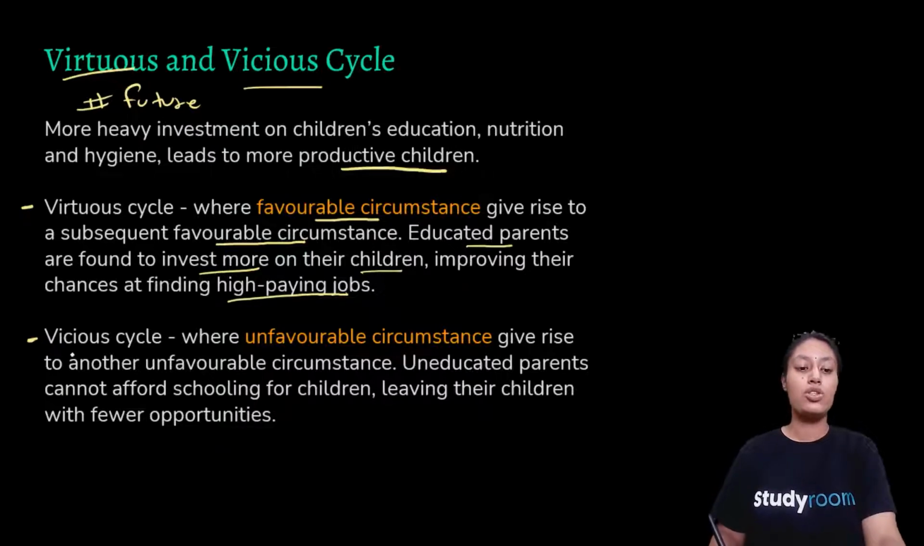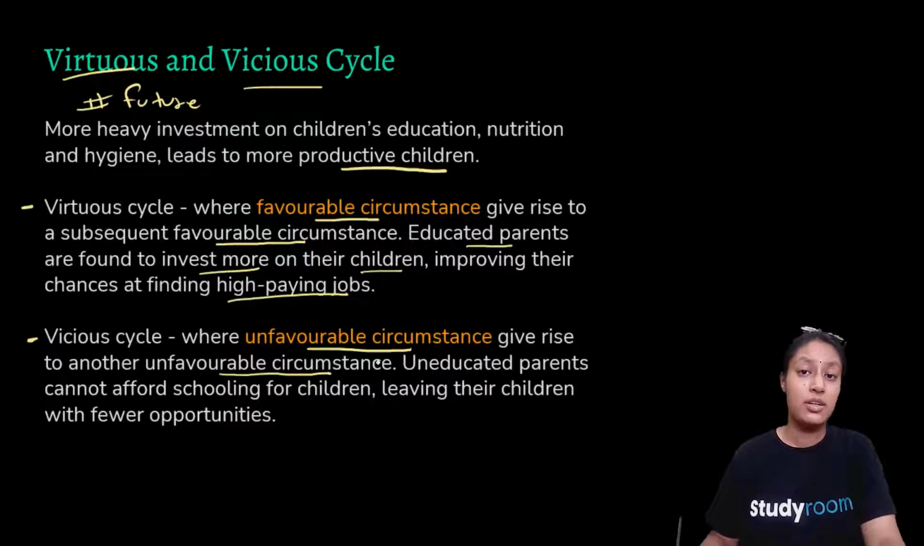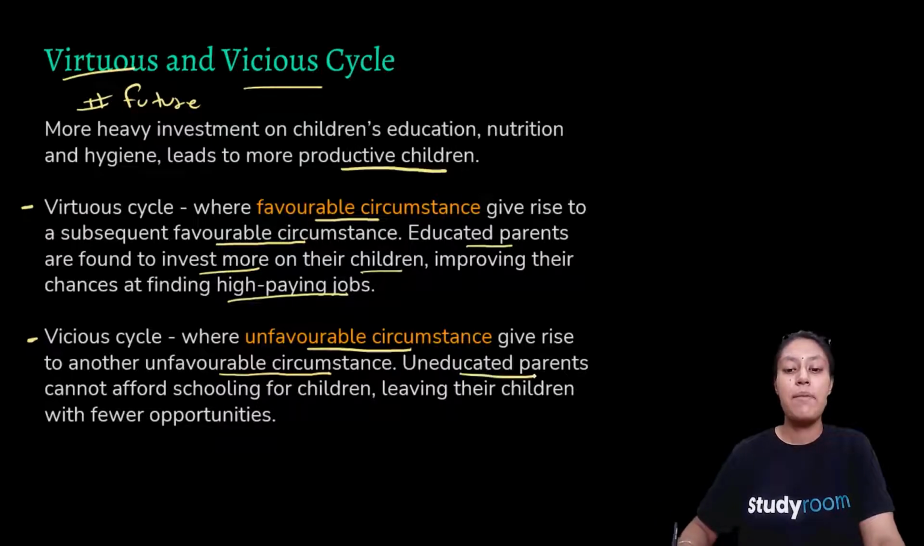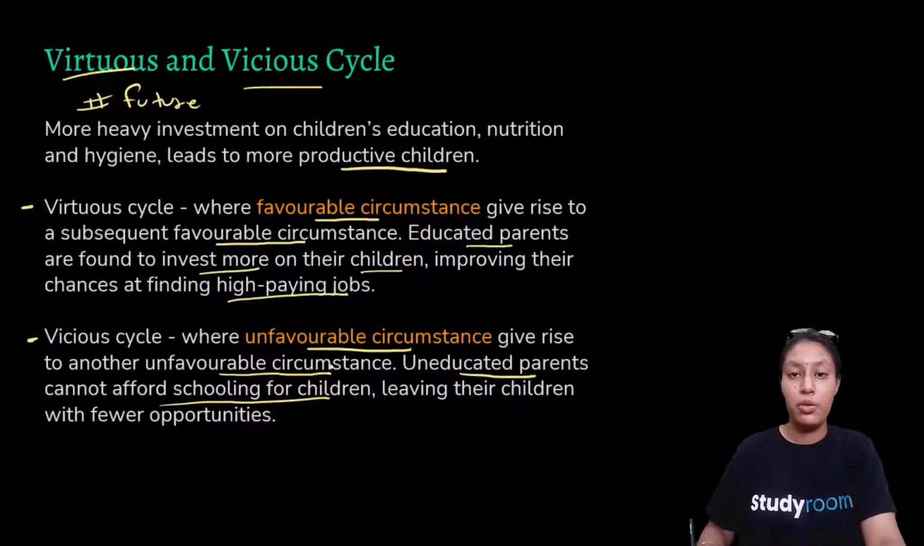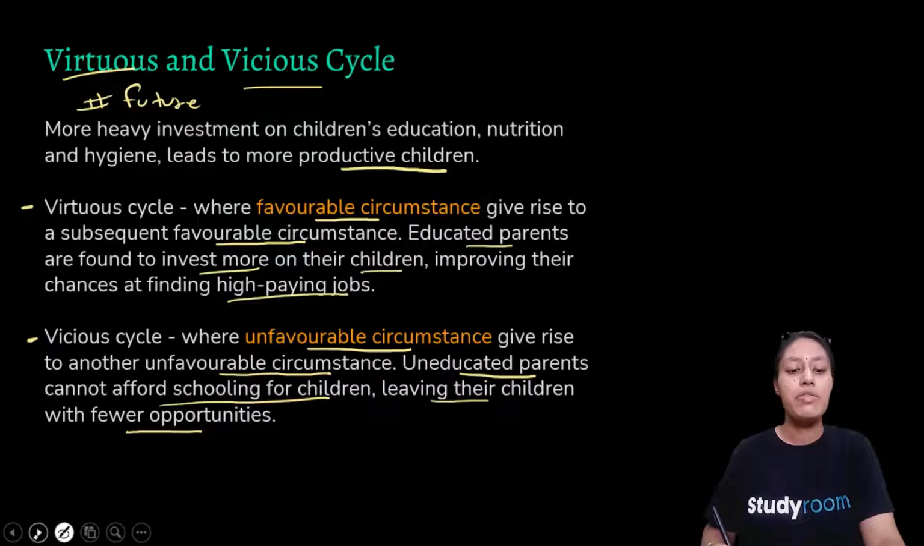Whereas in contrast, the other cycle is the vicious cycle. A vicious cycle is when unfavorable circumstances give rise to other unfavorable circumstances. For example, uneducated parents might not be able to afford schooling for their child. Though they might understand the importance of education and their child being educated, they might not afford schooling for their child, so leaving the child with very few opportunities. In contrast to the other case, where the child will improve and find high paying jobs, here the child is not educated, and it will not lead him or her to good high paying jobs. So this is the virtuous and vicious cycle.